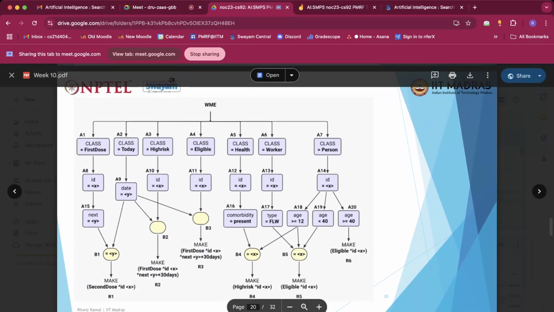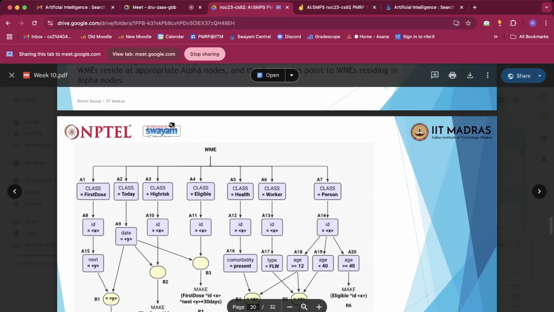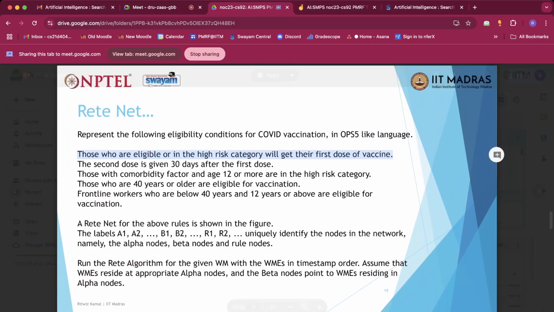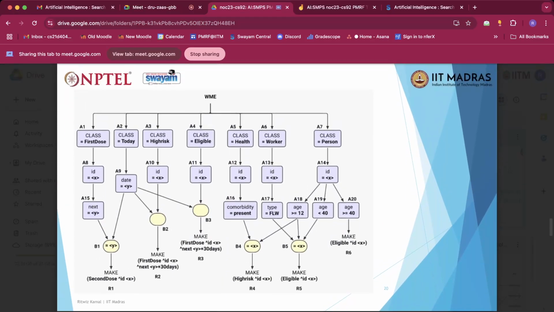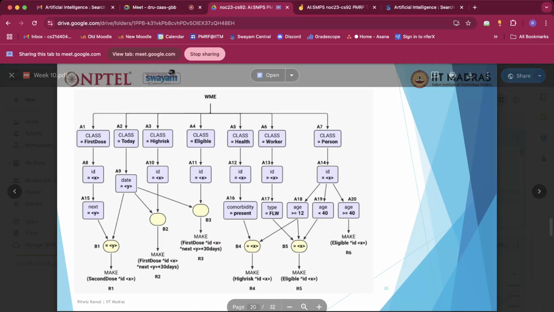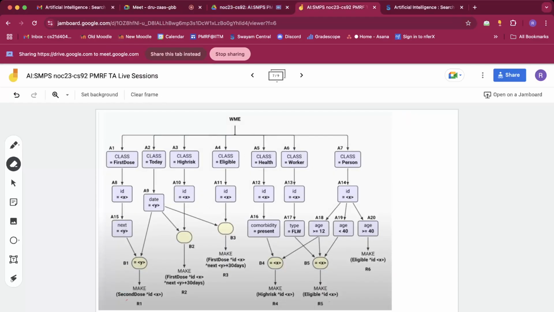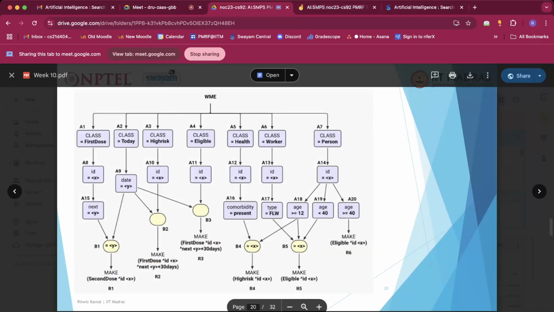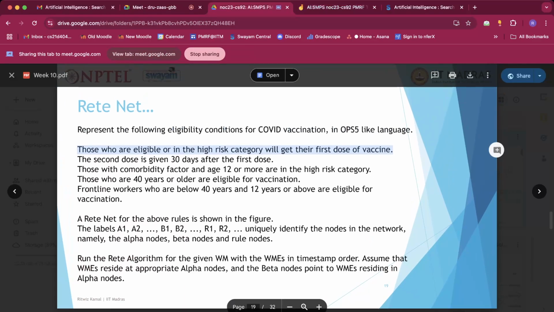If we translate that to the network over here, what was one of the conditions given to us? Those who are eligible will get their first dose of vaccine. That comes from this B3 rule over here. The second part was that those who are at high risk will get the first dose of vaccine. That is represented by this particular element of the RetainNet. Let's go back to the other information given to us.